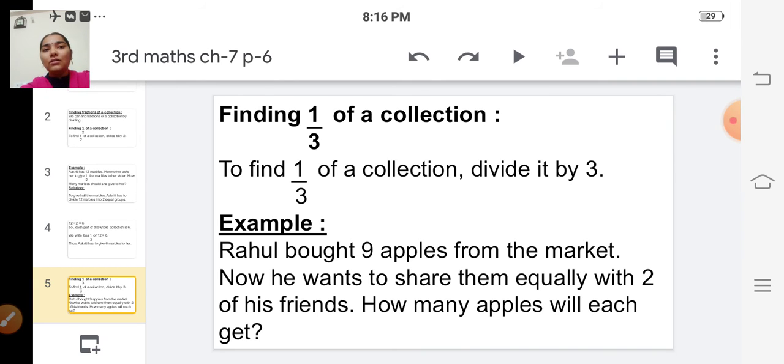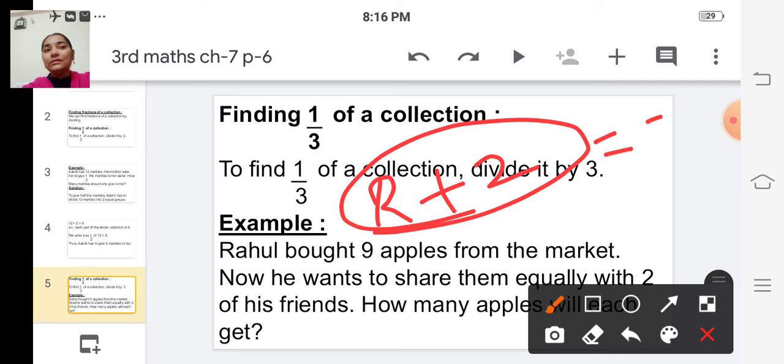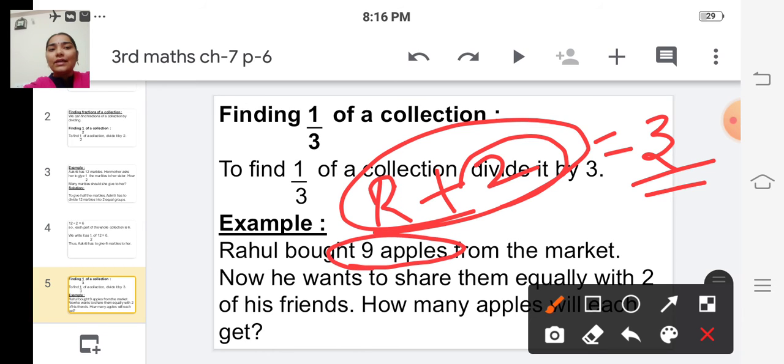So Rahul plus 2 of his friends. So totally 3, isn't it? Rahul plus 2 of his friends. So totally 3. So he has to divide these 9 apples into 3 equal parts.